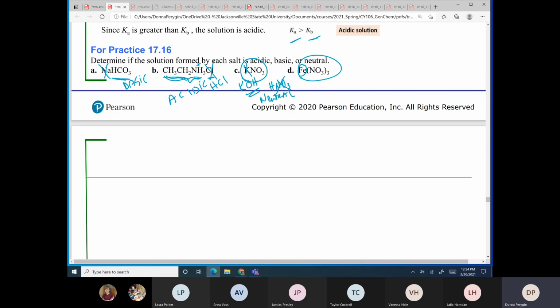Iron nitrate. Iron is a small highly charged cation, and so that's going to be a weak acid. The nitrate is the conjugate base of a strong acid, nitric acid, and therefore the nitrate contributes nothing. So the iron nitrate is going to be acidic.